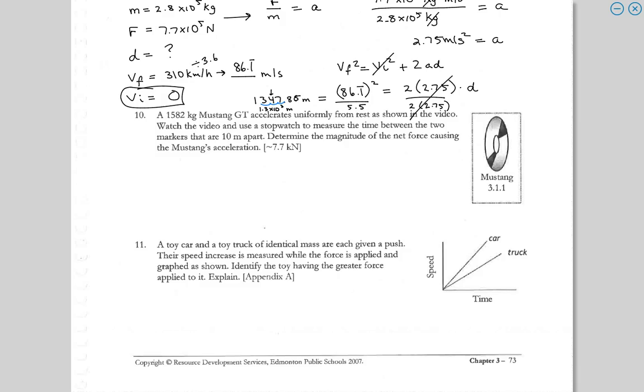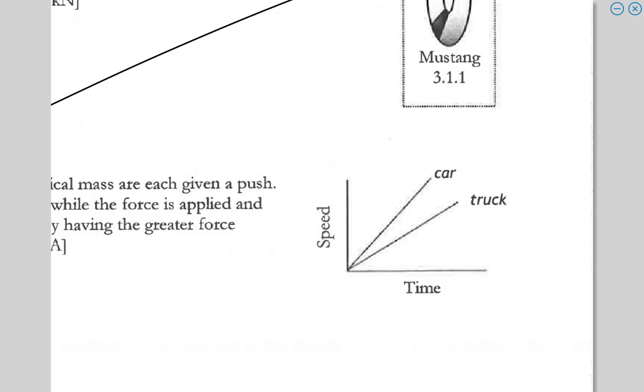Oh, by the way, the rest of the homework. Ignore 10. Make sure you do 11, and the appendix will help you. You can see the difference between the lines here. Think acceleration. Okay, which acceleration is greater? Right, look at slopes. Okay, next.